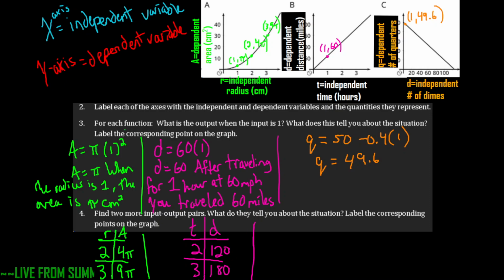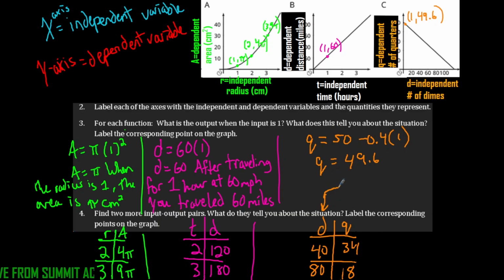And some other values we can have for the last equation is we can use dimes for D and Q for quarters. So 2 more points, we can say 40 comma 34, and we can say 80 and 18. So again, just be able to plug in those values, and you're plugging in the x values into your function. So similar to what I did here is I plugged in 40 in for D, and I solved for Q.